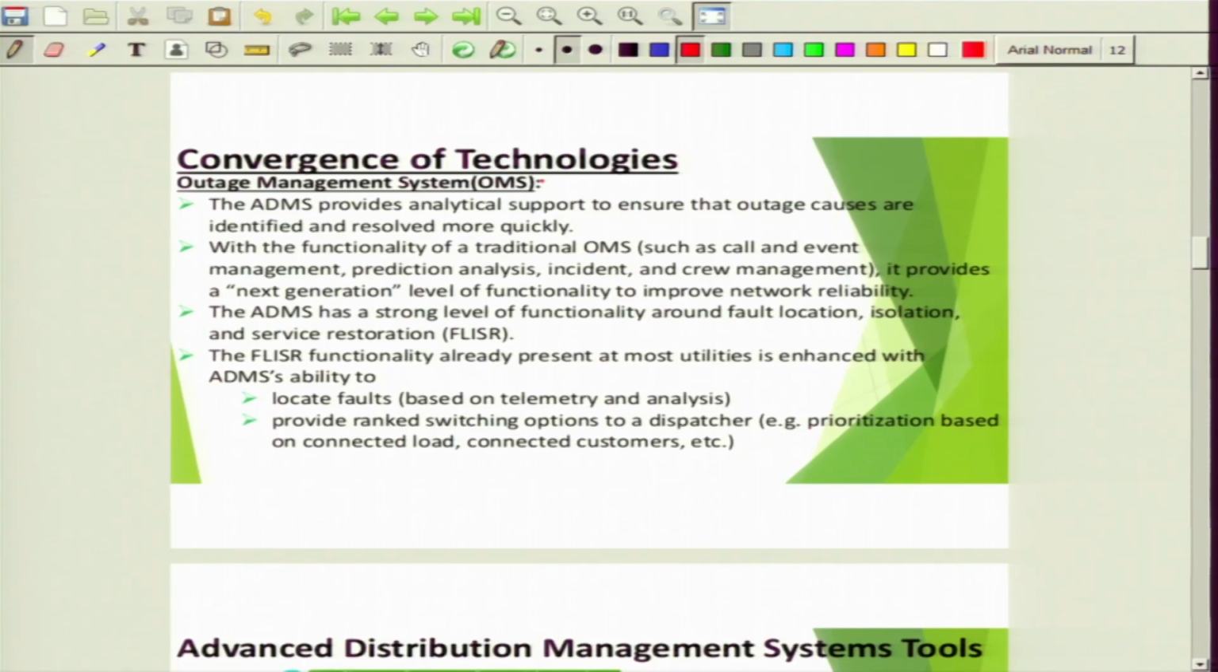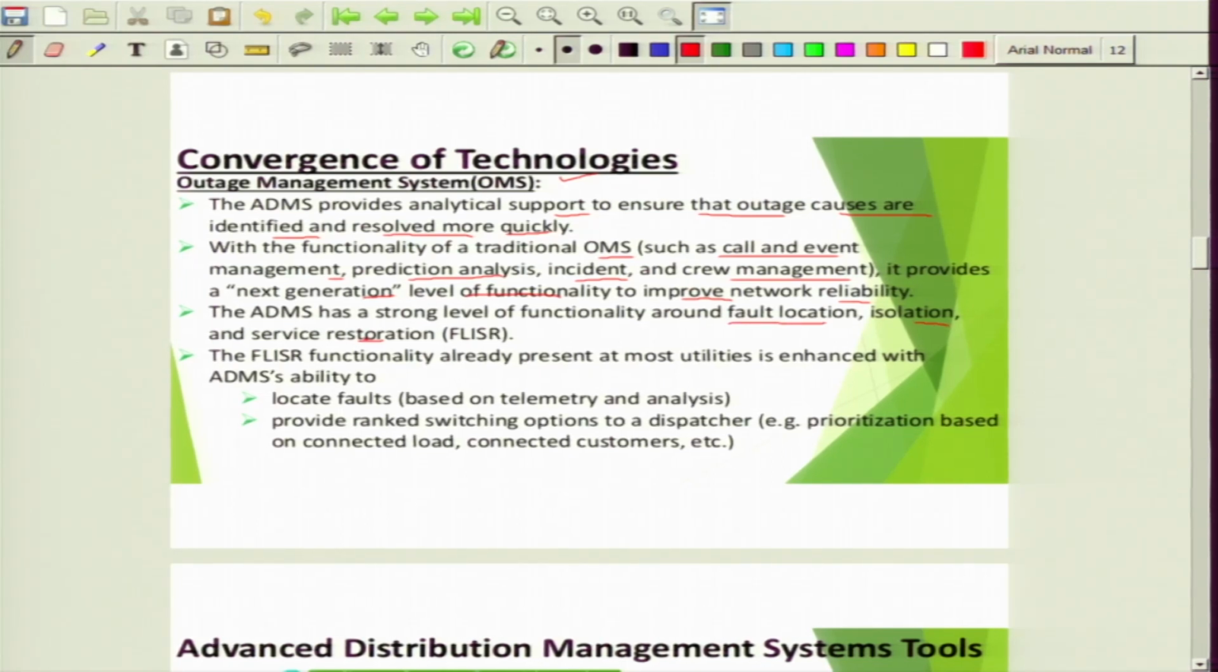And then the outage management system. The ADMS provides analytical support to ensure that outage causes are identified and resolved more quickly. With the functionality of a traditional OMS, such as call and event management, prediction analysis, incident and queue management, it provides a next generation level of functionality to improve network reliability. The ADMS has a strong level of functionality around fault location, isolation, service restoration.